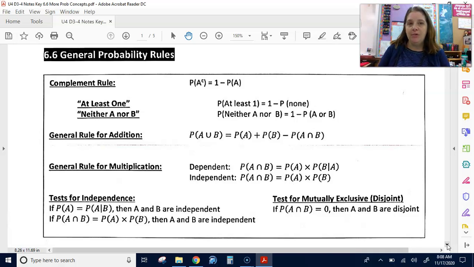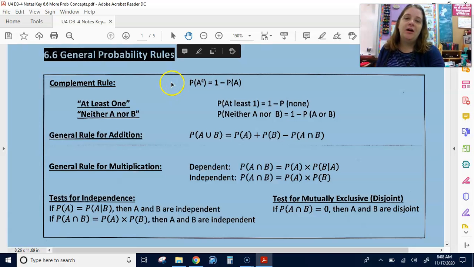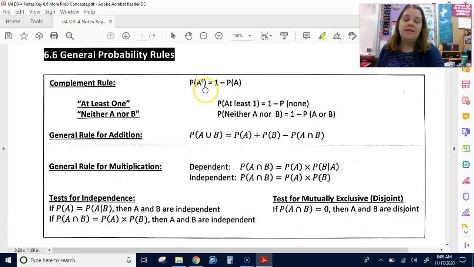There's this idea of a complement rule. Remember, a complement is everything that's not the event you're looking for. And so we know that the probability of a complement is 1 minus the probability of the event itself. Okay, so we've got that.